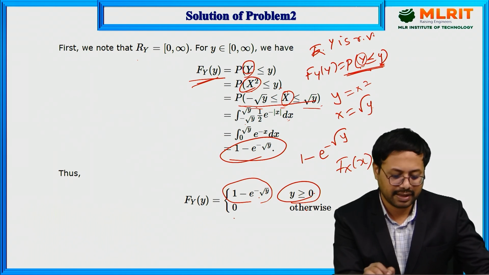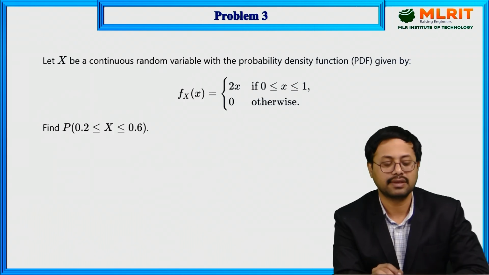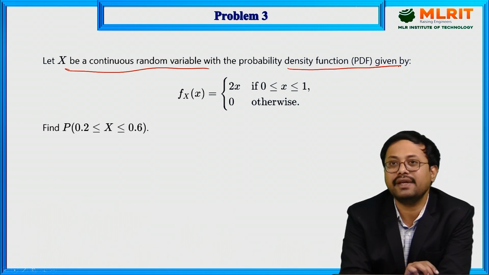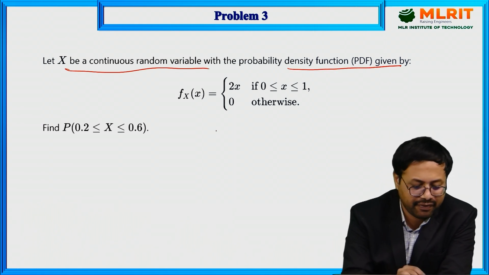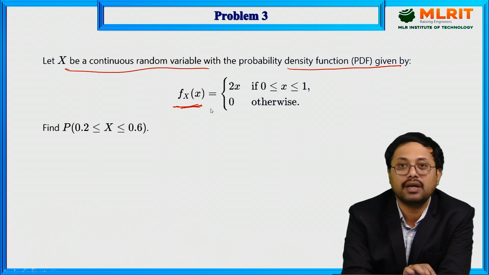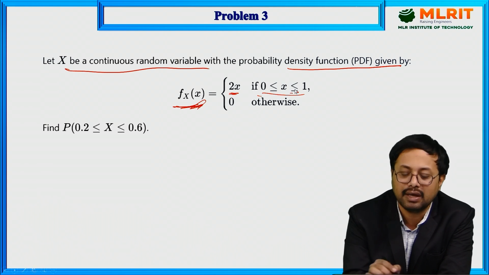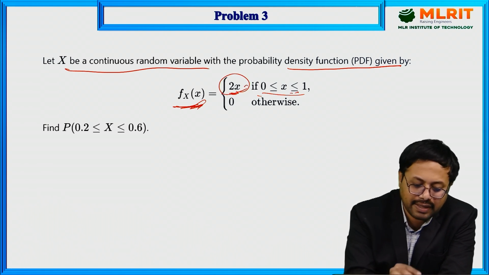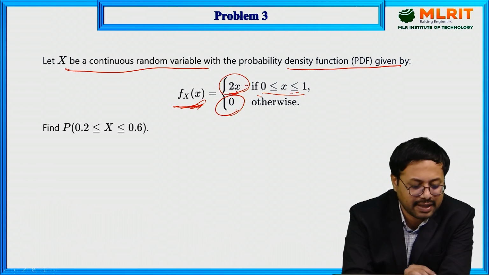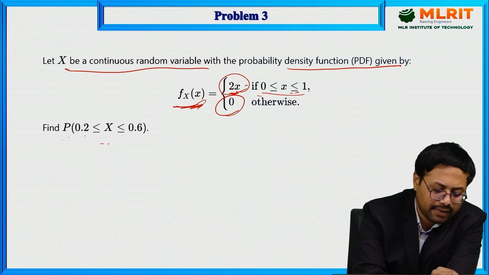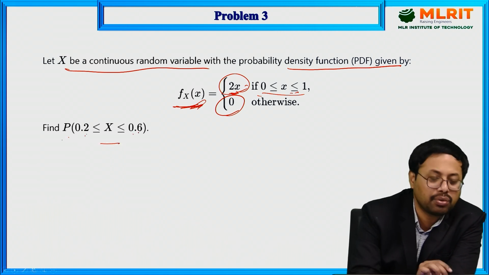Now next we will discuss one more problem related to this. X is a continuous random variable with probability density function fx of x. The density function, for the interval between 0 to 1, the value is 2x, and the remaining condition it is 0. And what they want: find the probability which lies between 0.2 to 0.6.